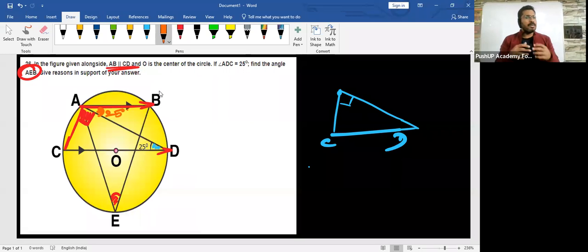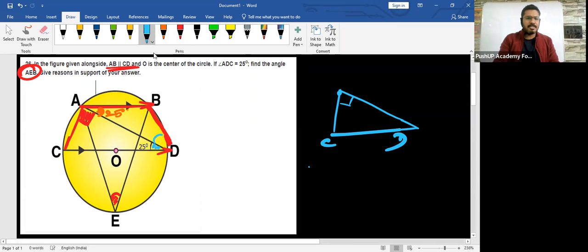I don't know whether I'll reach the answer. I'm just giving it a try. Then what else? This is 25. This is 25. This is 90. Children, what if I join B to D? Won't I be able to find what is angle ADB? There is a way out, children.